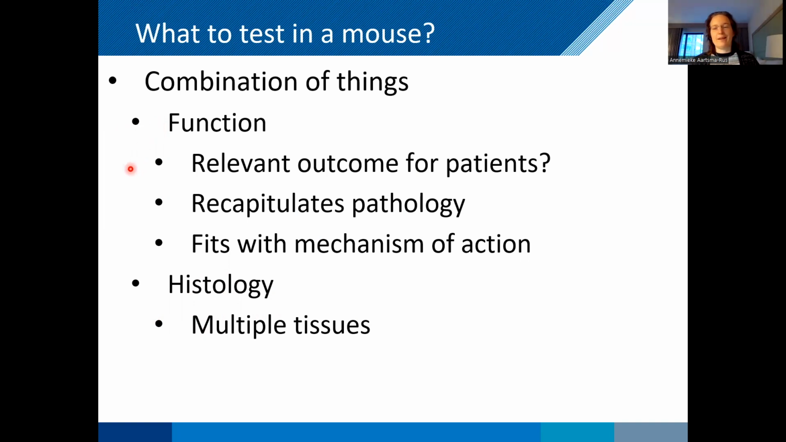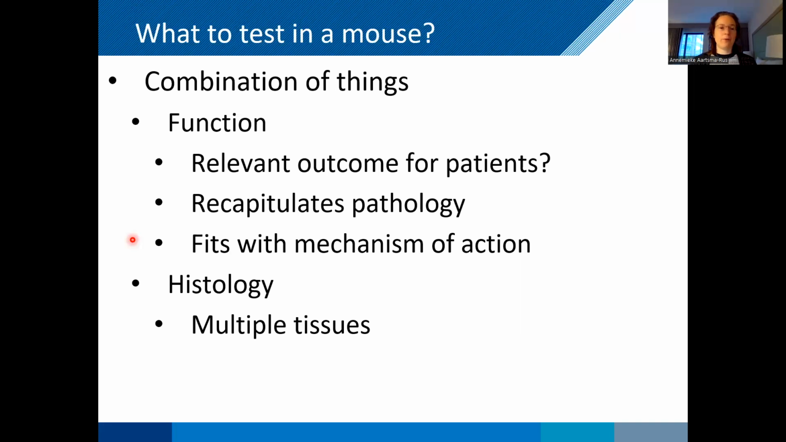And of course, this hanging test that I just showed, well, that is not relevant for patients per se, because patients will not hang on a wire. However, it is a measure for endurance and muscle strength and muscle function. So in that way, it is relevant. The functional tests need to recapitulate the pathology. So if there are respiratory problems, you measure respiration, etc. And of course, what you measure needs to fit with the mechanism of action of the drug. If you think this drug will improve strength, you need to study strength. If you think, well, this drug will improve endurance, you need to study endurance.